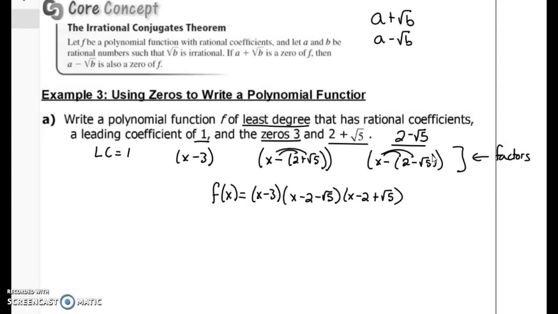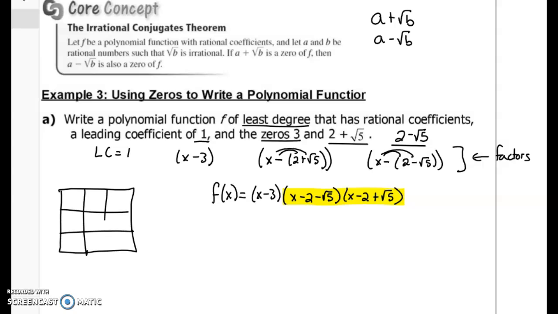Okay, so to get it to be a polynomial, we need to multiply it out. You're always going to want to multiply first the two factors that used your zeros, 2 plus square root 5 and 2 minus square root 5. There are different methods of multiplying, but personally, I like to step out to the side and use an area model or box method, whichever name you prefer. There are 3 terms in each one, so that's why I set my box up this way. The first factor is x minus 2 minus the square root of 5, and the second factor is x minus 2 plus square root of 5.